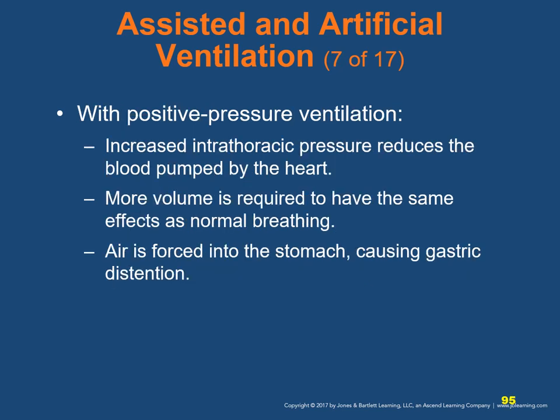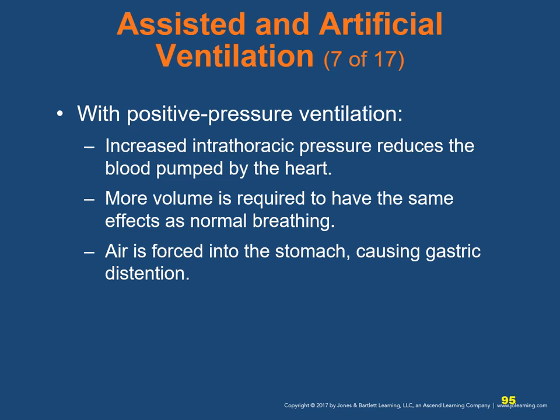With positive pressure ventilation, there's increased intrathoracic pressure, which causes compression of the vena cava and reduces blood return to the heart, which reduces the amount of blood pumped by the heart. More volume is required to have the same effects as normal breathing, which pushes the airway walls out of their normal anatomic shape. Air is forced into the stomach, causing gastric distension that could result in vomiting and aspiration.